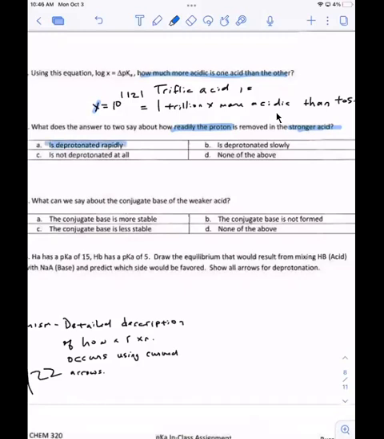So let's go back to our other example. How many proton transfers are happening with triflic acid for every one proton transfer from tosic acid?